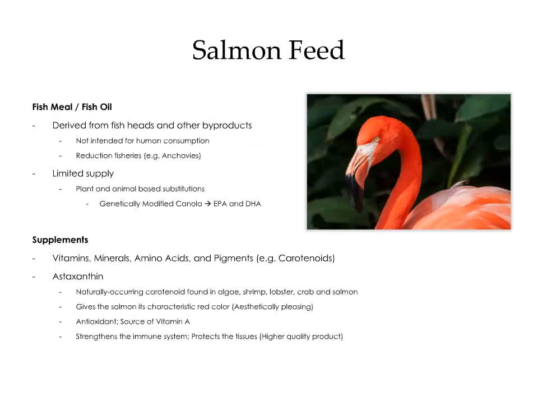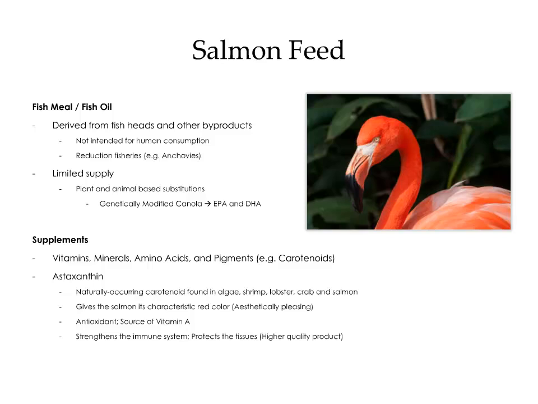Fish meal and fish oil is derived from fish heads and other byproducts that were not intended for human consumption. Other sources include reduction fisheries, like anchovy. Given that fish meal and fish oil are in limited supply, plant and animal-based substitutions are used. This can include genetically modified canola to produce EPA and DHA. Other supplements include vitamins, minerals, amino acids, and pigments like carotenoids.